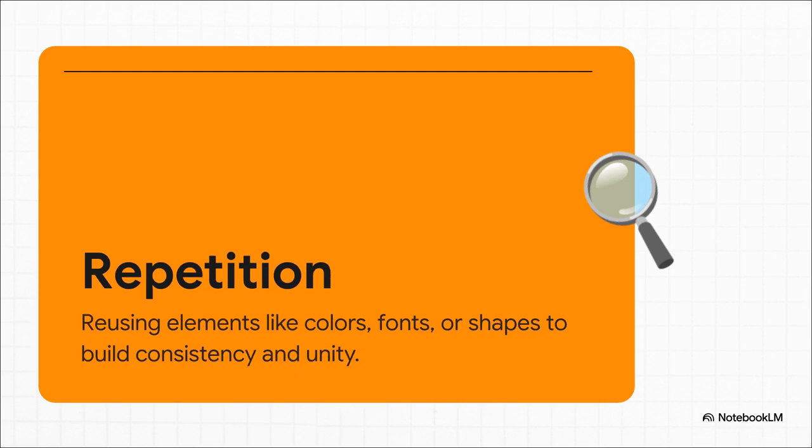And our last golden rule is repetition. You know when you're looking at a website and you see the same colors, the same fonts, the same button style on every page? That's repetition. It's what unifies the entire design, making it feel consistent and professional. It tells the viewer, yep, all these parts belong to the same story.